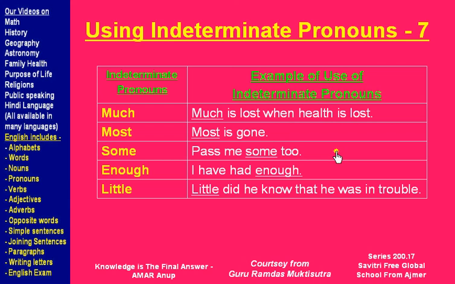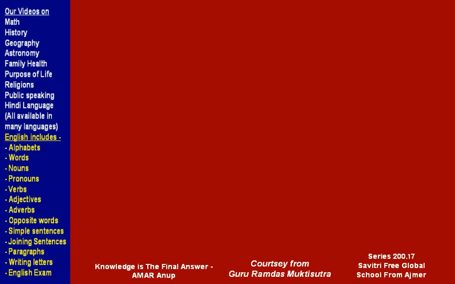Pass me some too, like we are eating some fruits and I'm sitting slightly away, so I will say pass me some too. So in some we are not telling how much, but pass me some too. Same way, I have had enough. Enough is a quantitative pronoun. It doesn't tell I have had enough of what. I have had enough of rain. I have had enough of tantrums. I have had enough of sweets. I didn't say that. So enough is replacing all those words. So it is an indeterminate pronoun. Same way, little did he know that he was in trouble, another indeterminate pronoun. So these were indeterminate pronouns.